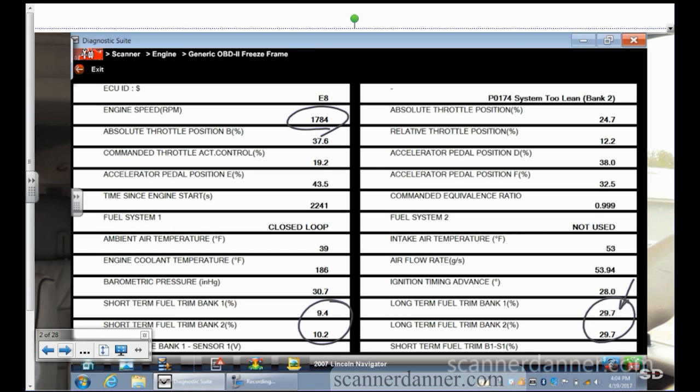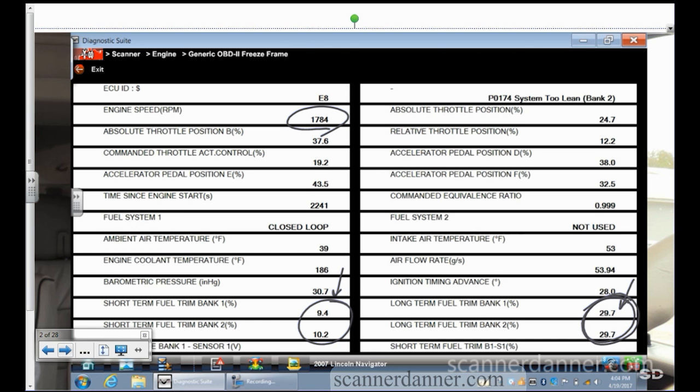I mean, granted, we're running really lean. I get that. That's not what I'm asking you. There's something else in here, and it really has to do with why the short-term is also elevated. And I'm asking you, what about this long-term number? It's maxed out, guys. The long-term trim maximum on this vehicle is 29.7.